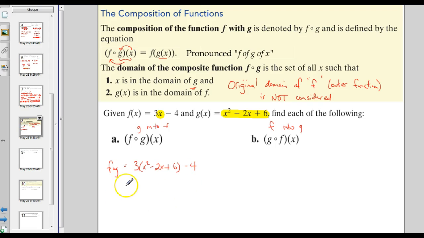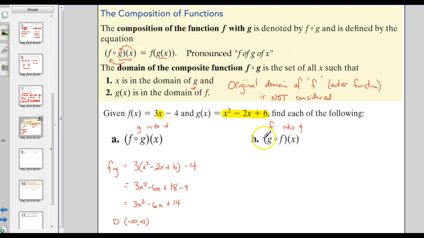Alright? Then you simplify. Distribute the 3 through, I get a 3x squared minus 6x plus 18. Okay, 3 times all of these, minus 4. And then it gives me 3x squared minus 6x plus 14, because 18 minus 4 is 14. Okay? The domain of this and this are all real numbers. This is also a polynomial, so its domain is still all real numbers.